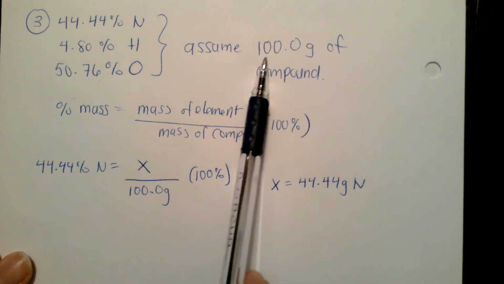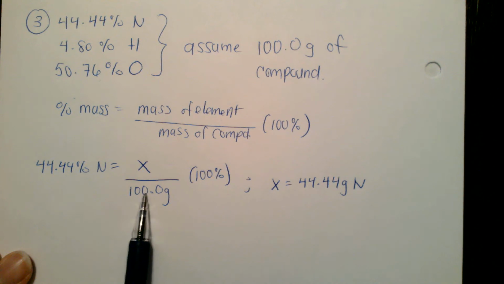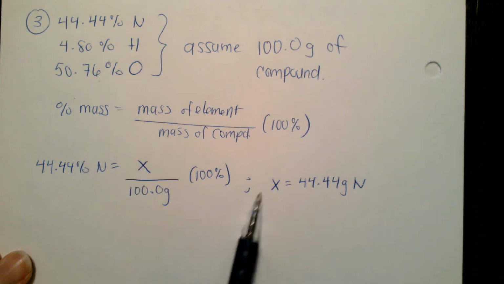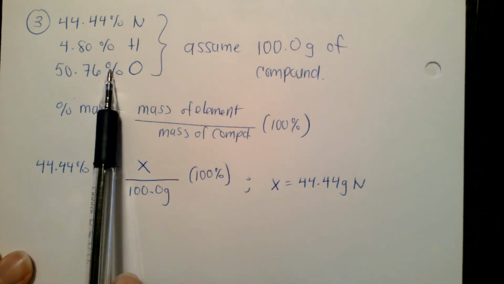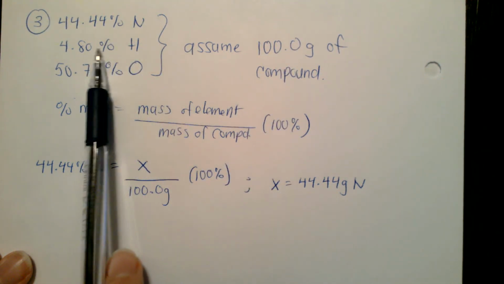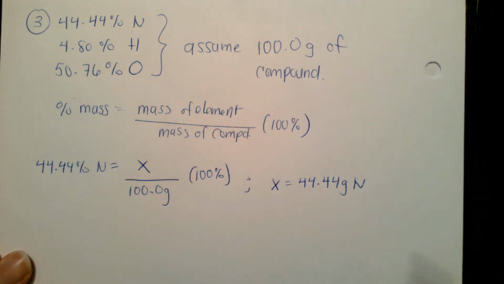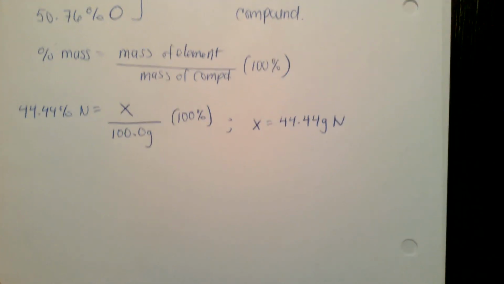It doesn't have to be 100 grams. You could have chosen 20 here. You would just have 20 right here, and you would have to work through the math to get your mass of nitrogen. So whatever you assume, it has to be true for all of them. If you assume 100, it's 100 for all of them. If you assume 20, it's 20 for all of them. Okay. So X is this for nitrogen.